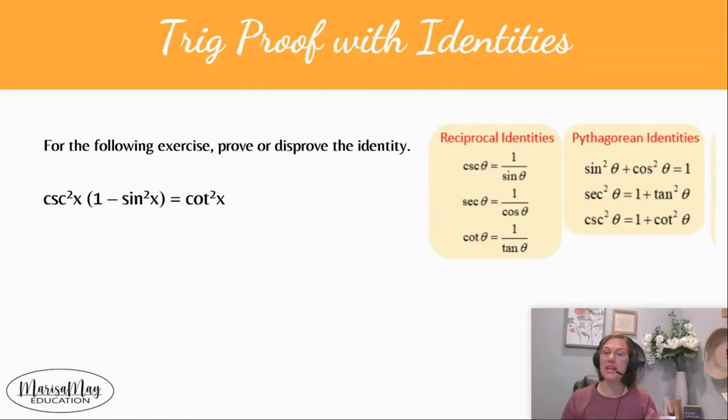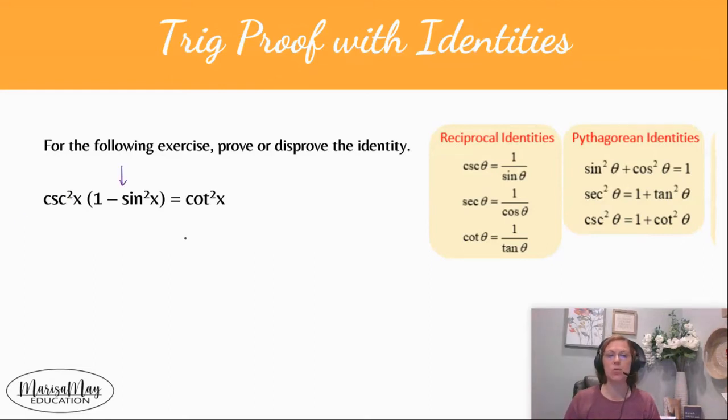Now, in a trig proof, your goal is to take one side of the equation and make it look exactly like the other side. I tend to like to use the side that's a little bit more complicated. That's easier to simplify. And then I will work through the ones on the right side. So let's look inside this parentheses.